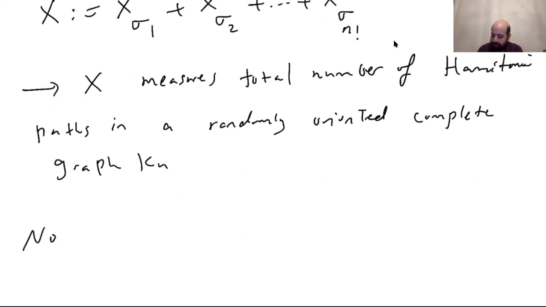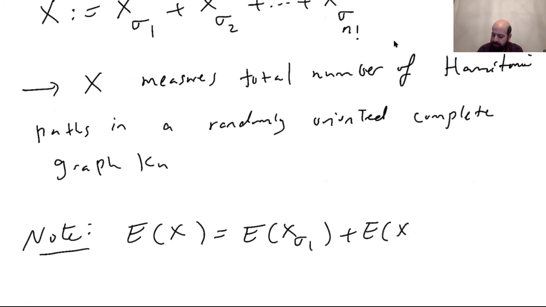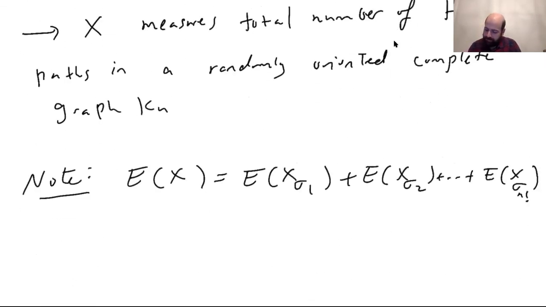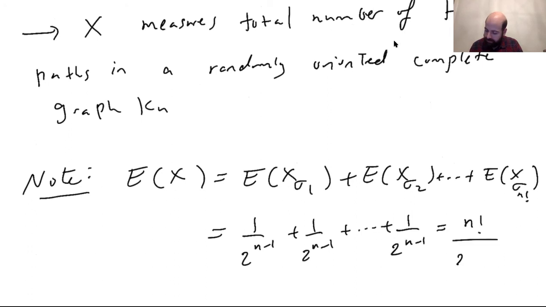And note, how much is E of X? The expected value of X is the expected value of X sigma 1 plus the expected value of X sigma 2 all the way to the expected value of X sigma n factorial. Okay, each of these we already showed, because we said if I fix any permutation, E of X sigma is 1 over 2 to the power n minus 1. So this is going to be 1 over 2 to the power n minus 1 plus 1 over 2 to the power n minus 1 all the way to 1 over 2 to the power n minus 1. So this is n factorial over 2 to the power n minus 1.